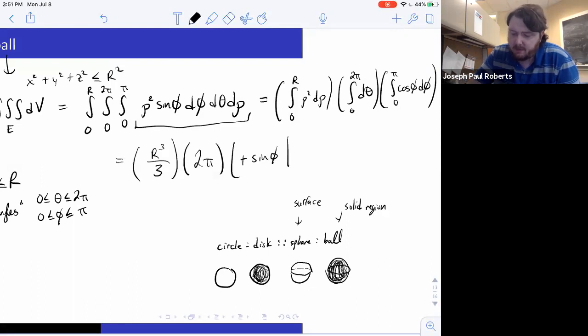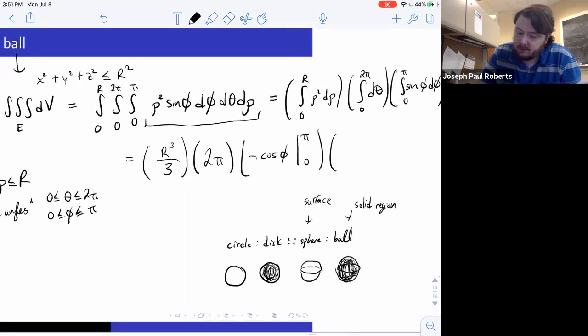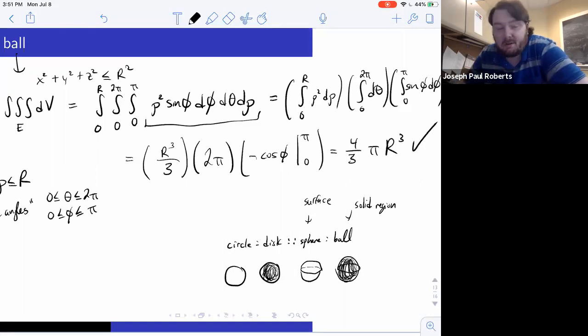I got ahead of myself. Sorry, this was supposed to be a sine, which means that the antiderivative is supposed to be minus cosine. And be careful between the bounds: minus cosine of pi is minus minus 1, so 1, minus negative cosine of 0 is 1 plus 1 is 2. So anyway, when you do this out, you get 4/3 pi radius cubed, which, familiar?